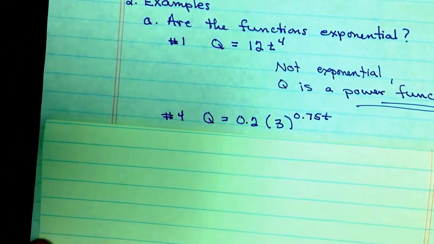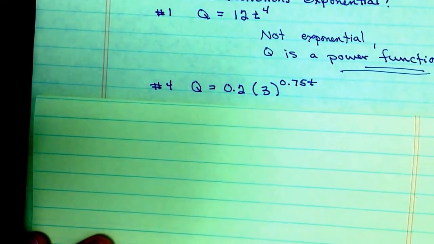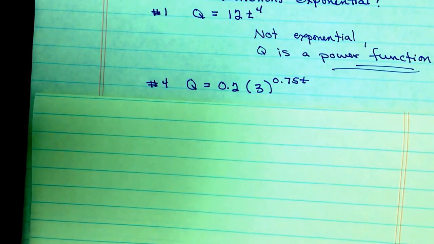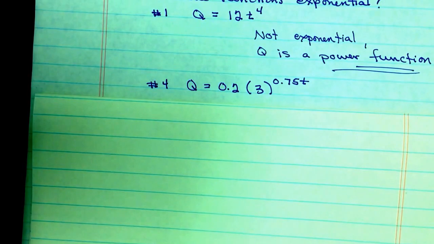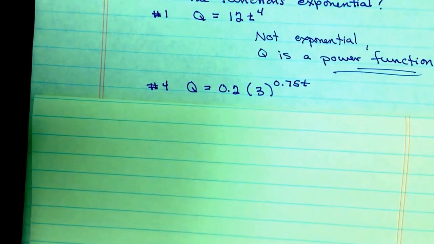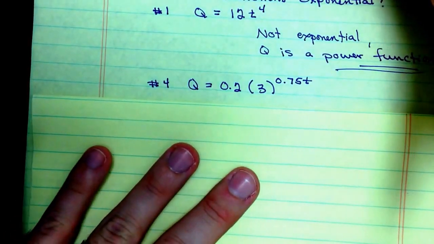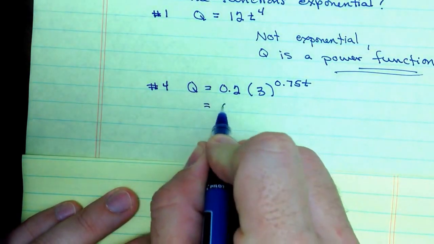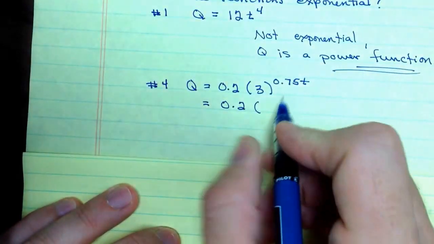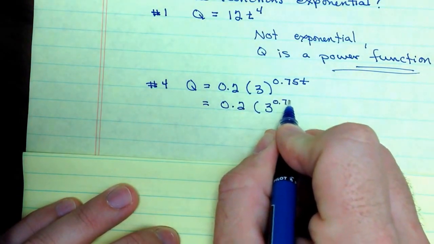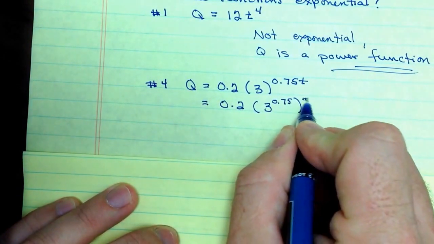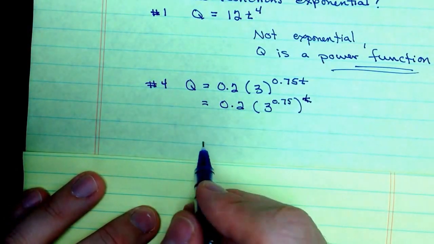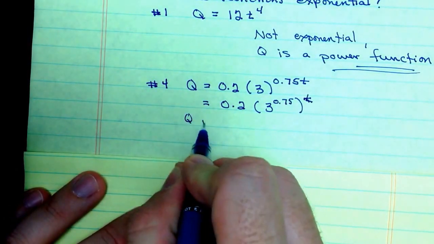Okay, what about the next one? How about number 4? Q equals 0.2 times 3 raised to the 0.75t. As it's written, it's not. So we have to make some adjustments. We do have a variable in the exponent, but we want to make a quick adjustment. This is going to be 0.2 times 3 to the 0.75, to the t. So here, now it's written as an exponential. So q is exponential.